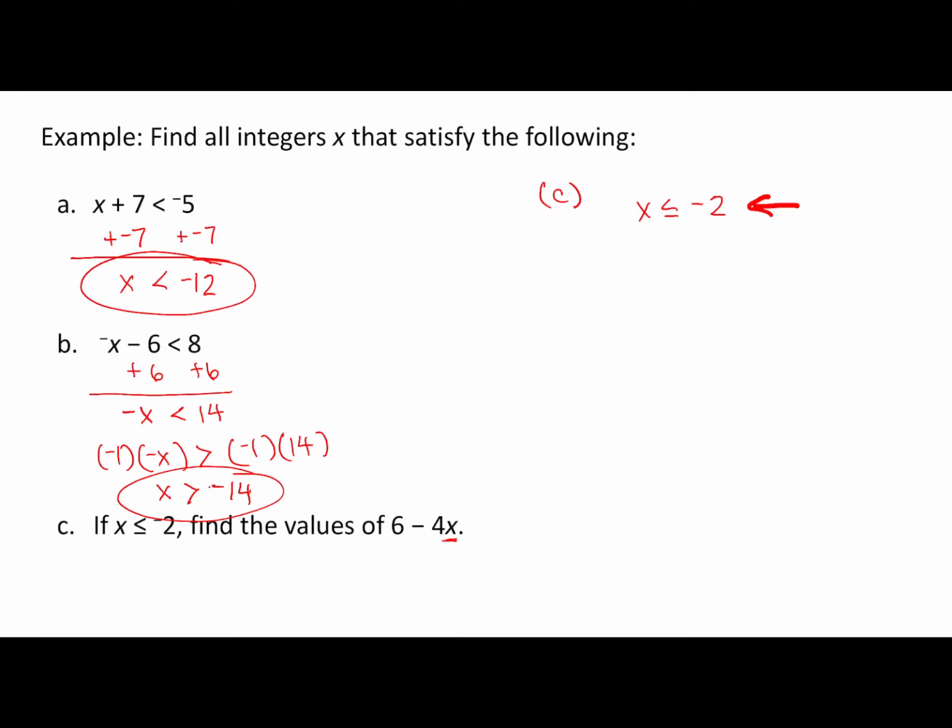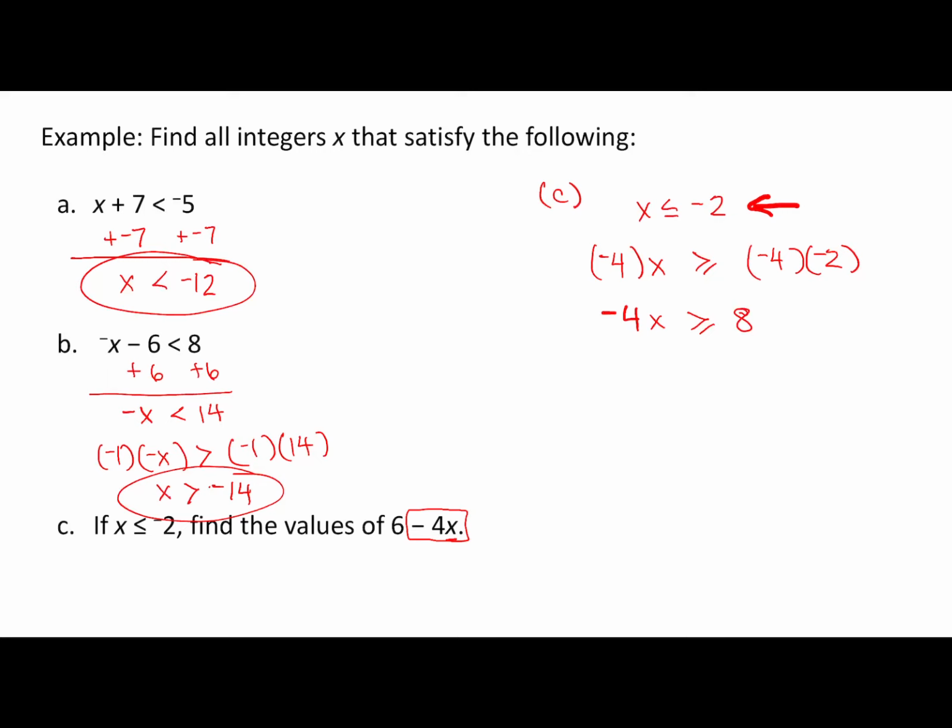So I'm going to do that by looking closest to x first and working my way out. So if I look here just at this part, x is multiplied by a negative 4. So I want to multiply by negative 4 on both sides of the inequality here. So I have negative 4x on the left and negative 4 times negative 2 on the right. Negative 4 is negative, so when I multiply on both sides, I'm going to flip my inequality. So this says negative 4x is greater than or equal to 8.